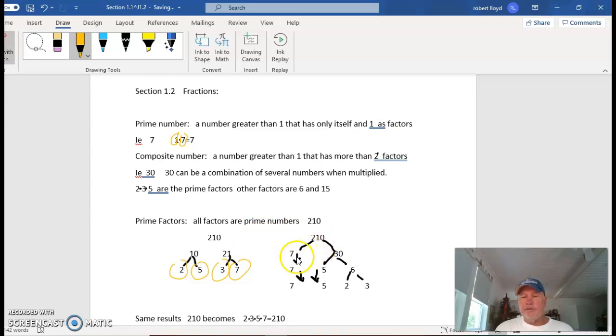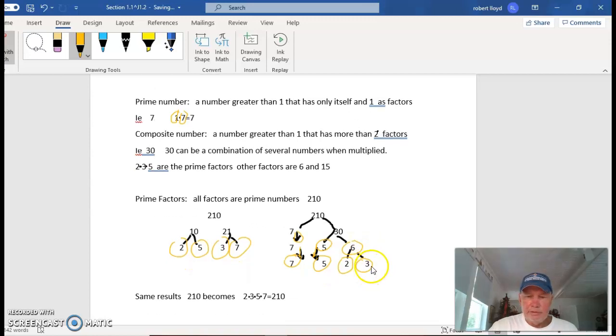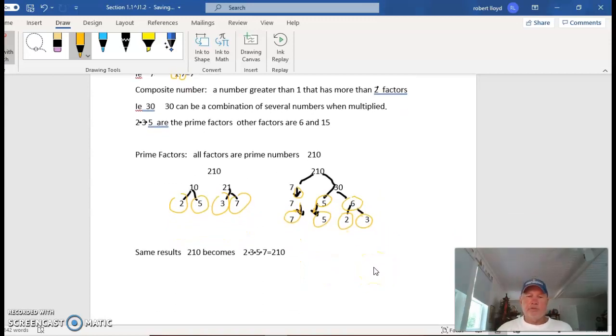If we take another set of numbers, like 7 times 30, the 7 is prime, so we just bring that straight down. 30 is not, so we break the 30 into 5 times 6. Now the 7 is still prime, so we bring that down. The 5 is prime, we bring that straight down. But the 6 becomes 2 times 3. Now we have all primes here. And you can see that it doesn't matter which two numbers you start with, you will get the same results.